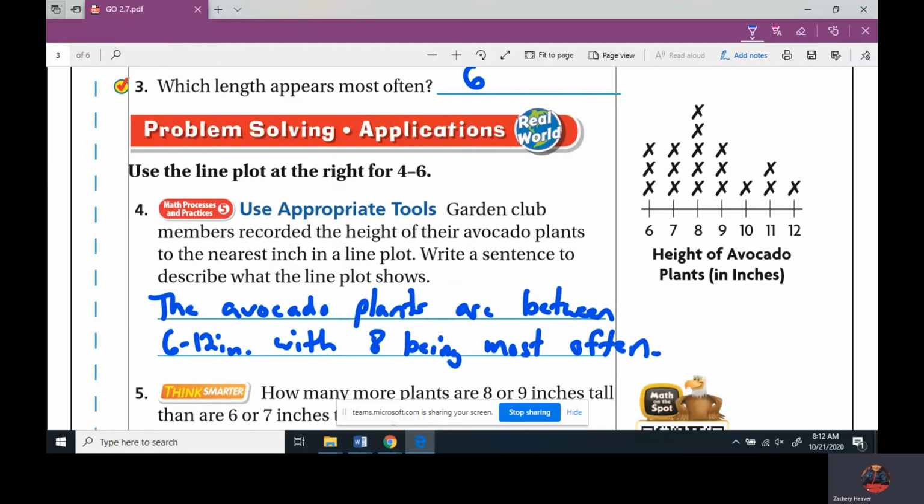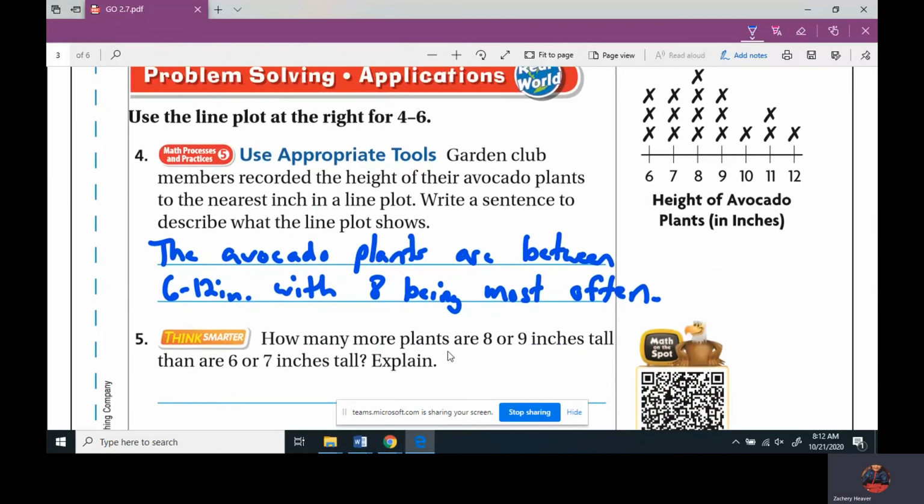So a lot of the avocado plants are at least 8 inches tall. And if you look on the graph, the one that has the least amount is 10. There's only one avocado plant that has 10. This kind of looks like a tally chart without tallies.